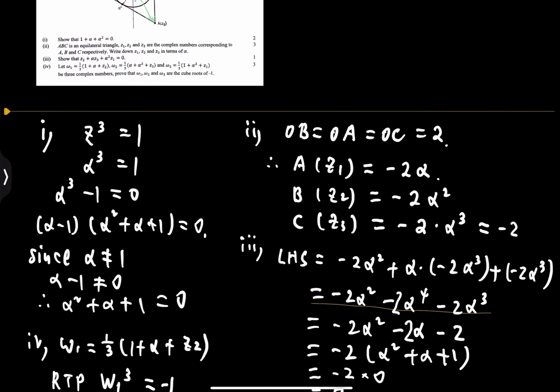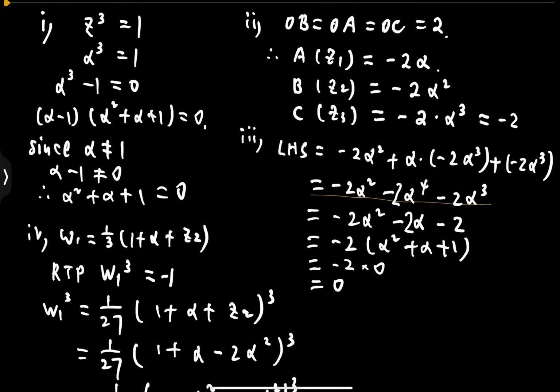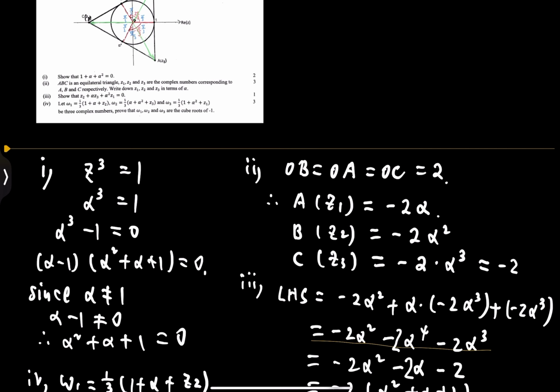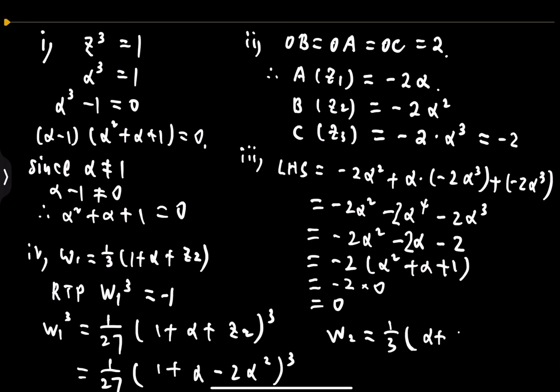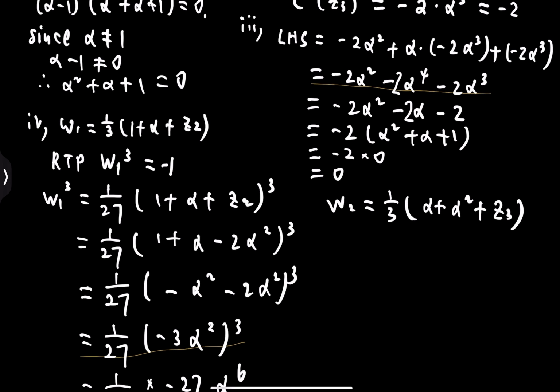And the second one, similarly, we prove W2 equals 1/3 of alpha plus alpha squared plus Z3. Okay, I'm going to write this down. So W2 is equal to 1/3 of alpha plus alpha squared plus Z3. So I'm going to do a similar proof for W2 cubed, to see if it equals negative 1.